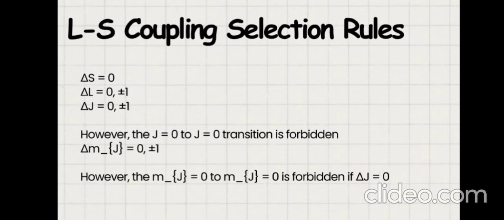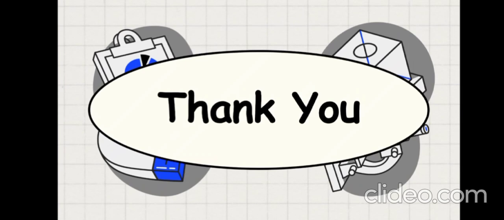So, LS coupling and selection rules. The selection rules for LS coupling are: delta S is equal to 0, delta L is equal to 0 or plus or minus 1, delta J is equal to 0 or plus or minus 1. However, the J equal to 0 to J equal to 0 transition is forbidden. Delta M is equal to 0 or plus or minus 1. However, the M equal to 0 to M equal to 0 transition is forbidden if delta J is equal to 0.